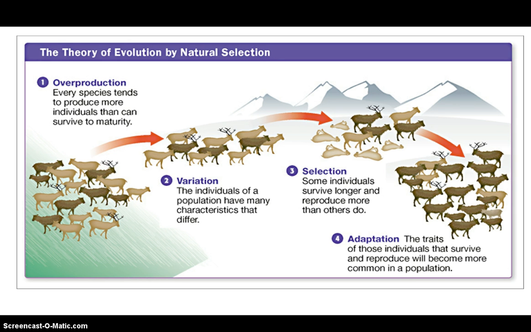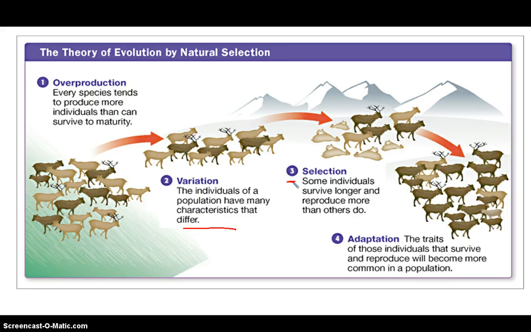So here are the 4 steps that we're going to break it down into. The first step is overproduction. Every species tends to produce more individuals than can survive to maturity. That creates competition for resources. Then in that population, you're going to have variation, so the individuals of a population have many characteristics that differ. Some of those variations are going to lead to survival. They're better adapted to their situation, which leads us to step number 3, selection. Some individuals survive longer and reproduce more than others do because of the adaptations they have.